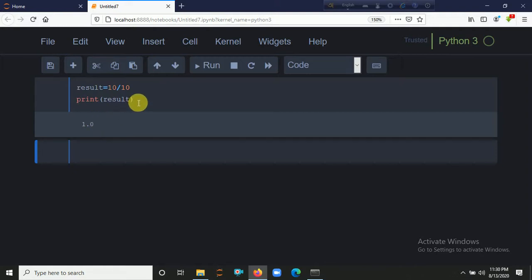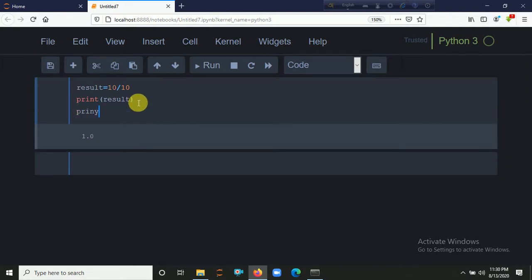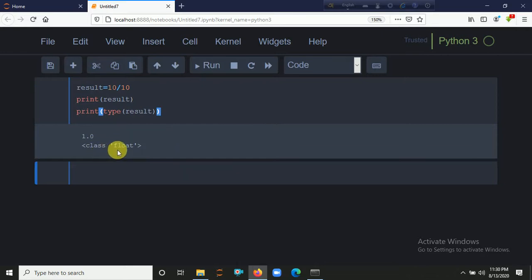So if you're trying to print the type of the result, you can see the class is float, so it's a floating point number. Let's make it clearer. Let's put 3 here. So you can see 3.33 and so on, up to 3. You can see the class is float.